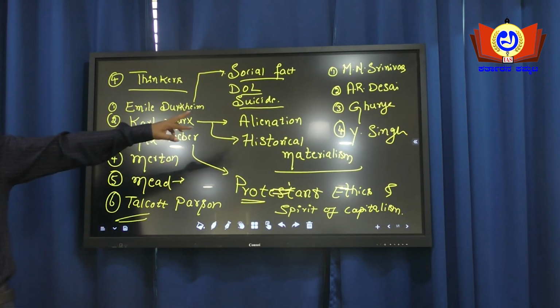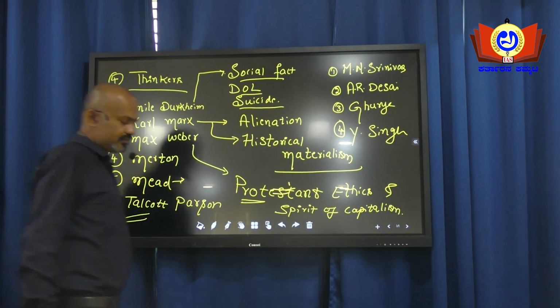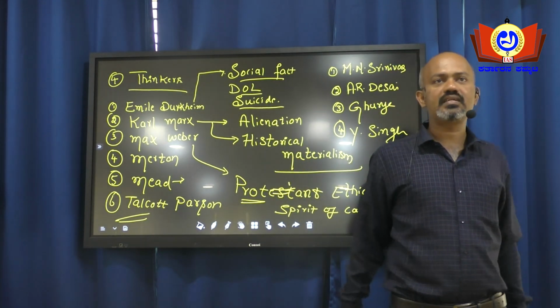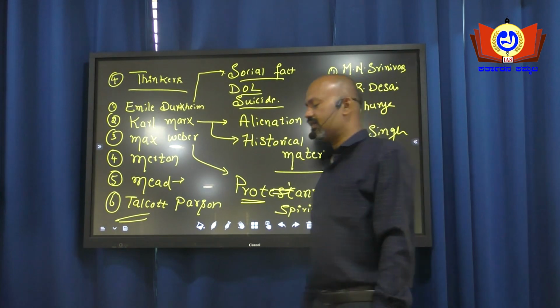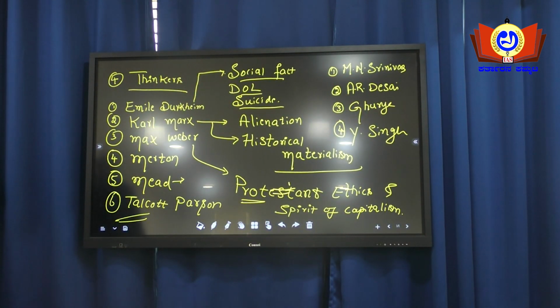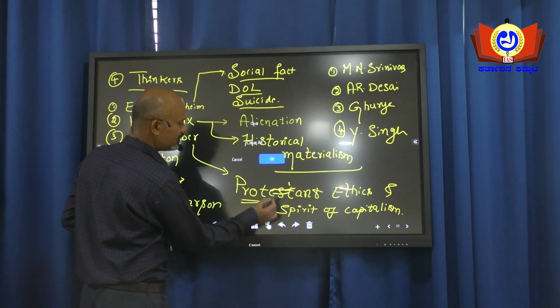Then at last in this unit, Yogendra Singh's modernization of Indian tradition: how Indian tradition has modernized over time. That is the meaning of Modernization of Indian Tradition by Yogendra Singh. Completed? So this unit completes here.